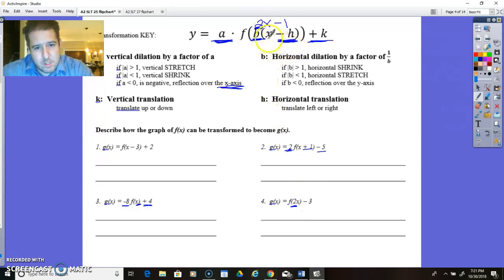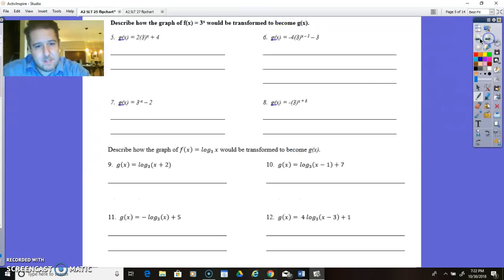So this 2 is like a b. So that means it's going to be shrunk. It's going to actually compress it. It's going to do the opposite of what you would think it would do, which makes sense because whatever's on the inside of the parentheses always does the opposite of what you would think it does. So this is actually going to make it shrink. And the -3 on the outside is going to make it translate 3 down.